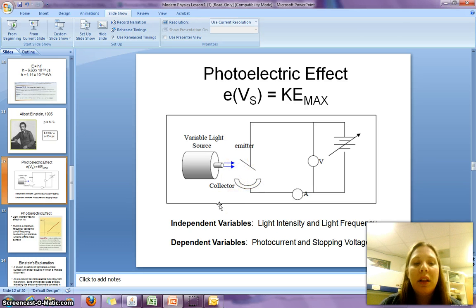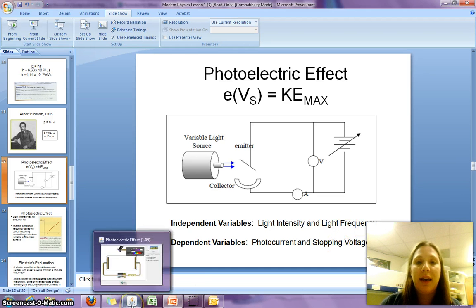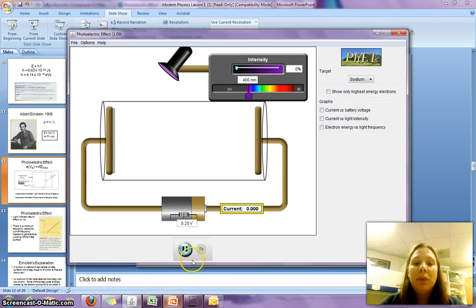So let's look a little bit more into detail. I'm going to use a simulation to show you how both light intensity and light frequency affect the stopping voltage and what that says about light itself. If we take a look here, here's our variable voltage source, so I can adjust it. And here's our ammeter, it tells you the current.